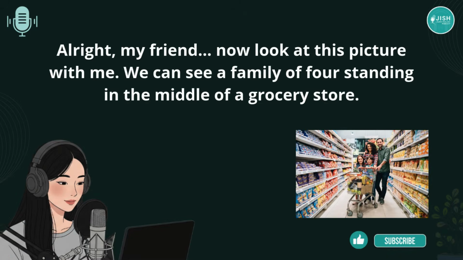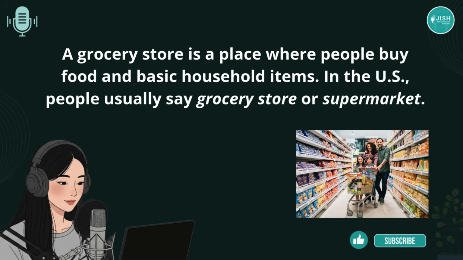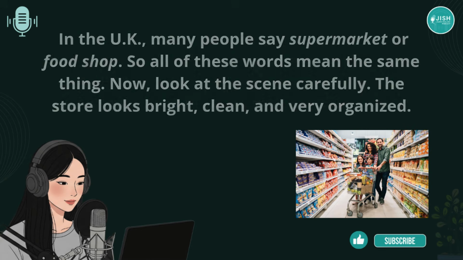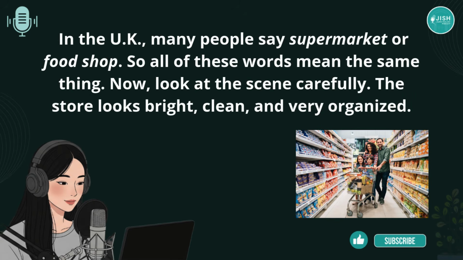All right, my friend, now look at this picture with me. We can see a family of 4 standing in the middle of a grocery store. A grocery store is a place where people buy food and basic household items. In the US, people usually say grocery store or supermarket. In the UK, many people say supermarket or food shop. So all of these words mean the same thing.